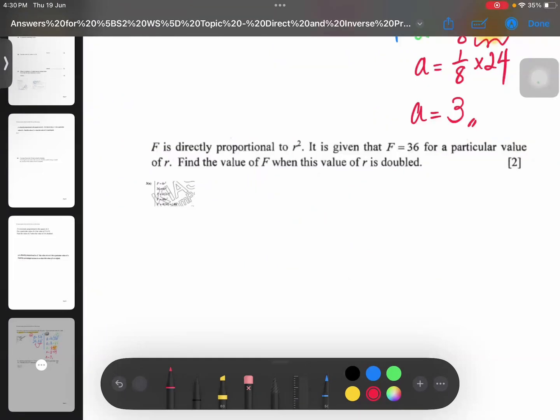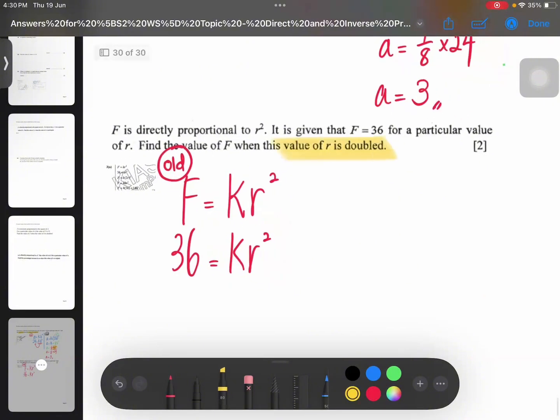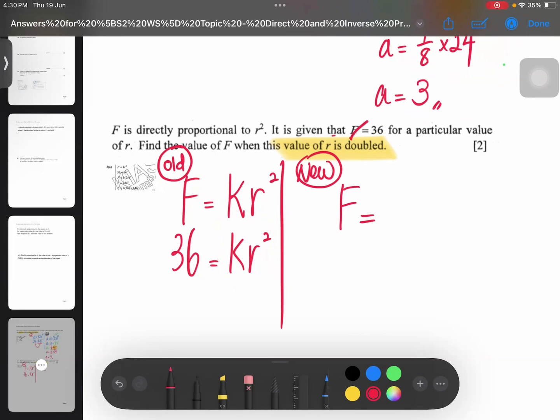Now the next part is that F is directly proportionate to R squared. Now F is 36. So 36 equals K R squared. So again, this is my O. Why is it O? Because something was this and something happened. You get what I'm trying to say? What happened is that the value of R is doubled. Make sense? All right, so my new in this situation is going to be F is equals to the value of what? R, right? R is doubled. Doubled means what? Times 2.